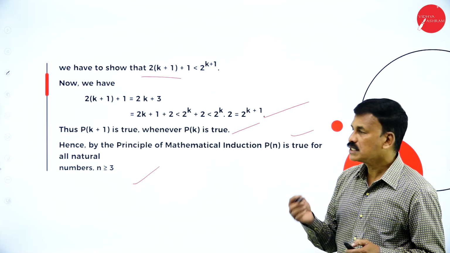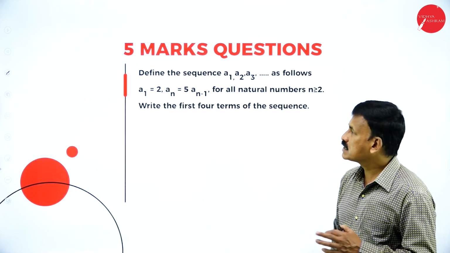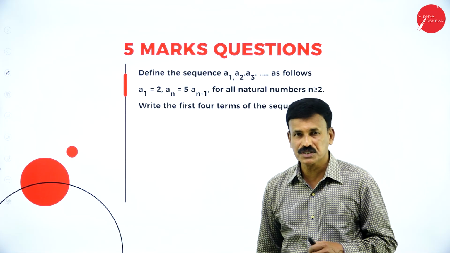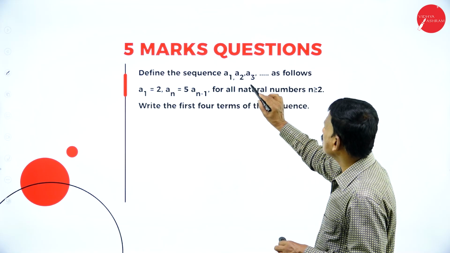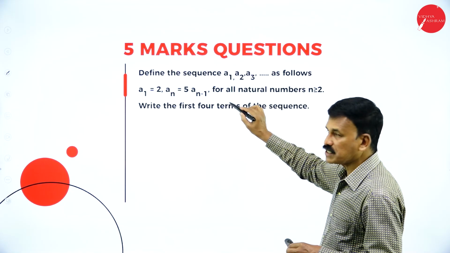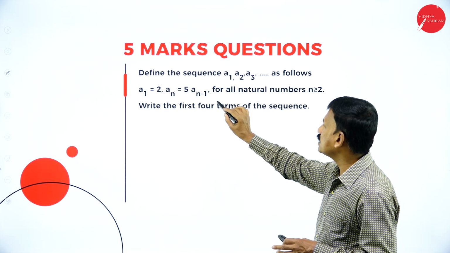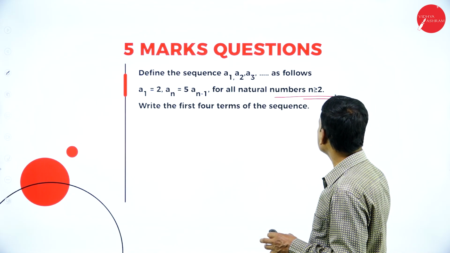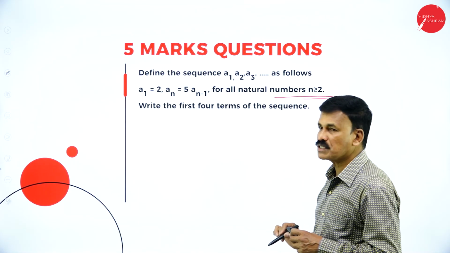Now move on to the next concept, that is recurrence relation. Let me define some problems on recurrence relation. These are 5 marks questions. Define the sequence a1, a2, a3 as a1 is equal to 2, an is equal to 5 times an minus 1 for all natural numbers n greater than or equal to 2. Write the first 4 terms of the sequence.